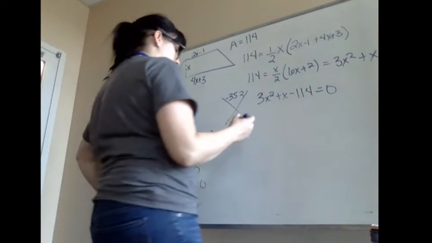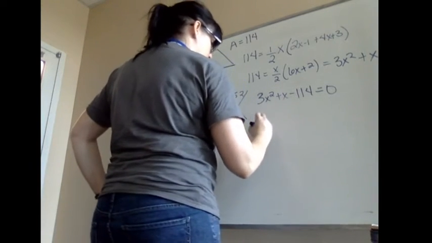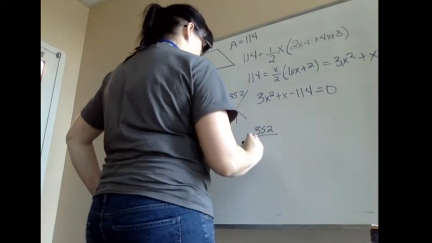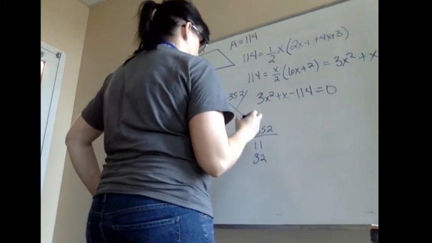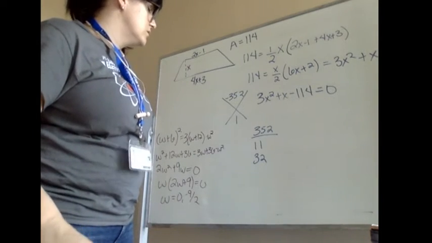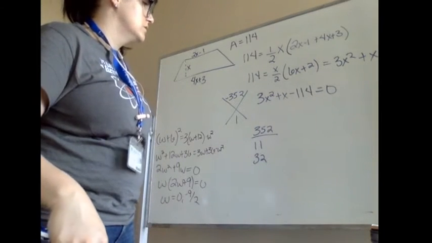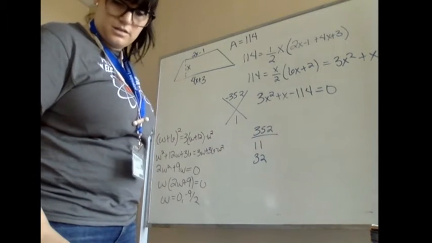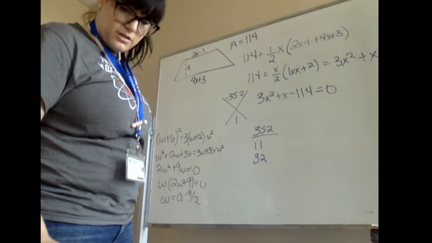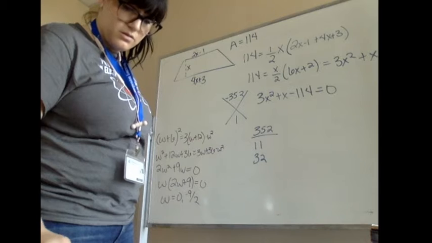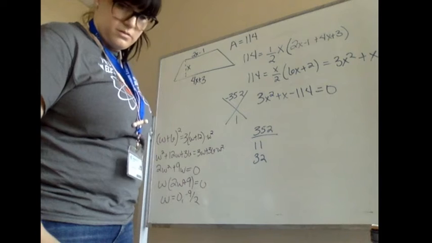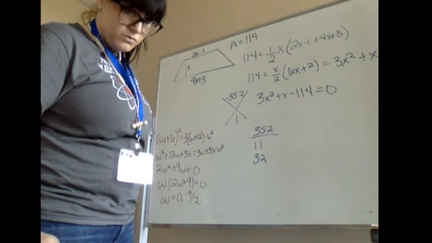Well, I know 11 goes into it. 352, and so 11 goes into it 32 times. Does 12 go into it? I don't think so. I know 14 goes into it. Let's see. Or maybe it doesn't. 352 divided by, getting closer, 16 and 22.